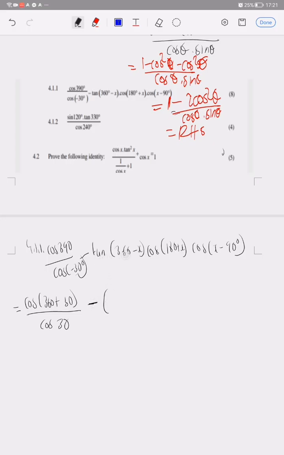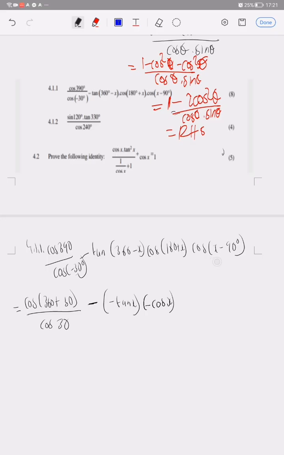What is the tan of 360 minus x? Which quadrant is that one? It is basically the fourth quadrant, and tan is negative, so it's going to be negative tan x, right? What is the cos of 180 plus x? Which quadrant is that one? It is in the third quadrant, and cos is negative, right?